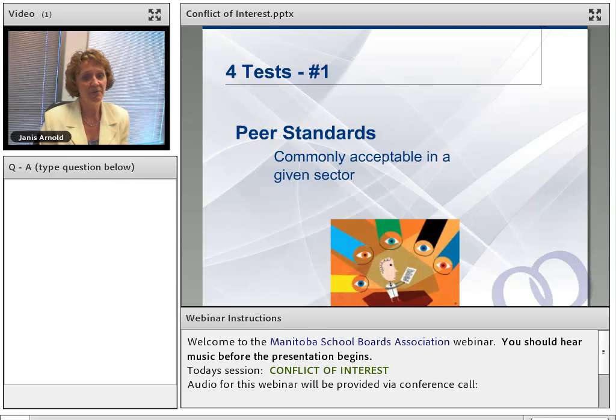You do need to be careful when using this test. By applying only the peer standard, there is a danger of ignoring unethical activity simply because it's accepted in the community. You need to go further and apply this along with the next 3 tests. So let's take a look at them.